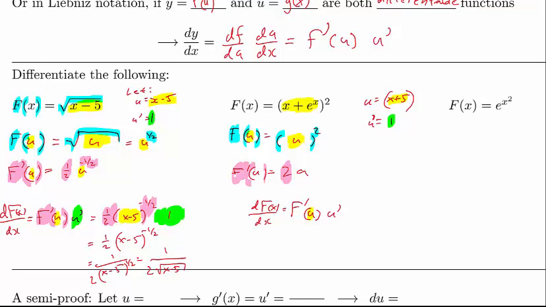Okay, and that is a u right there. Alright, so go ahead and write this all out. So we have 2 times the guy in the yellow times the guy in the green.